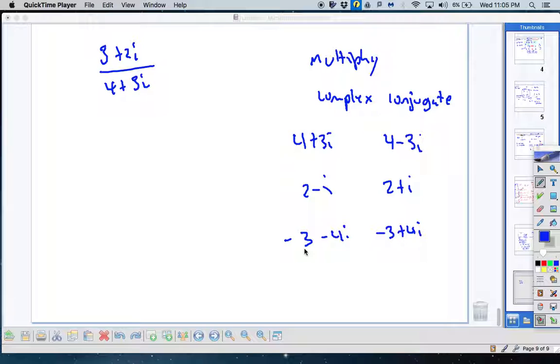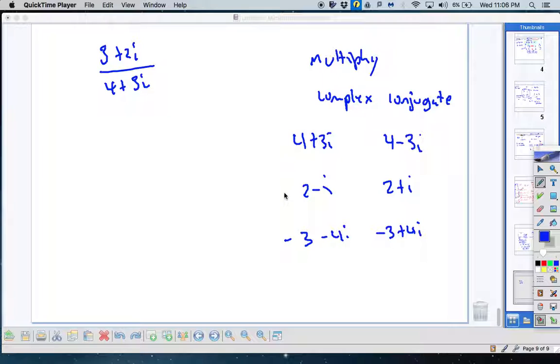So you notice the only thing that changes is the symbol right here. That's what it means to be a complex conjugate. What's out front, whatever it is, just stays, it goes along for the ride. Whatever's next to the i goes along for the ride. It's just the symbol between the real portion and the imaginary portion that switches. And something really special happens when you multiply these two numbers together.